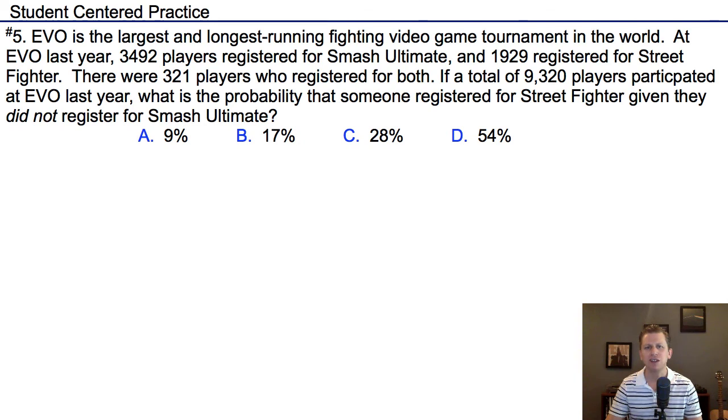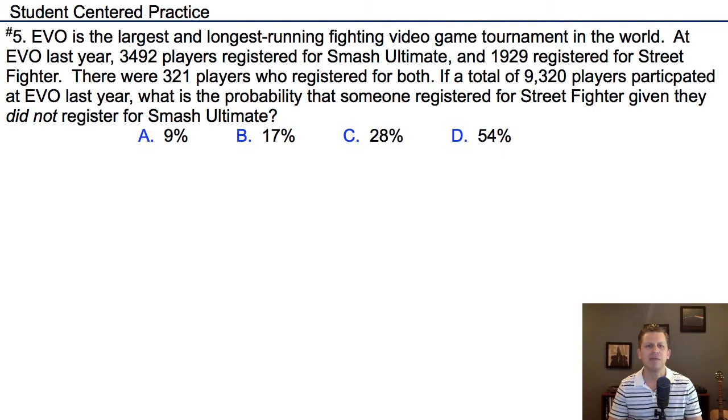EVO is the largest and longest running fighting video game tournament in the world. At EVO last year, 3,492 players registered for the Smash Ultimate event, and 1,929 registered for Street Fighter. There were 321 players who registered for both events. If a total of 9,320 players participated at EVO last year, what is the probability that someone registered for Street Fighter given they did not register for Smash Ultimate?